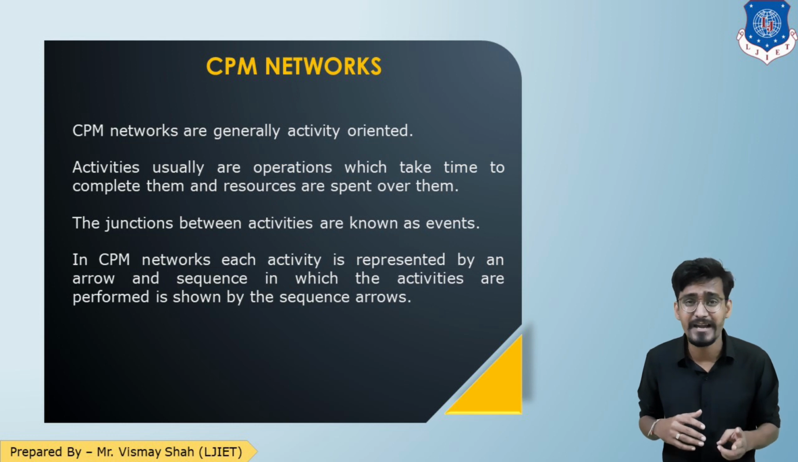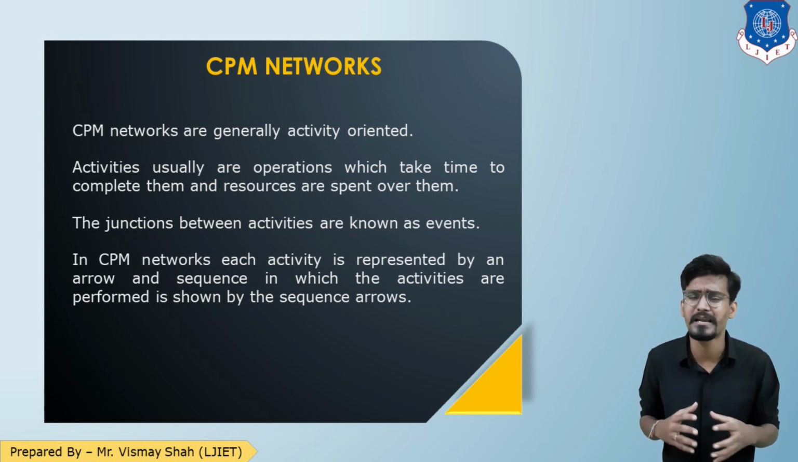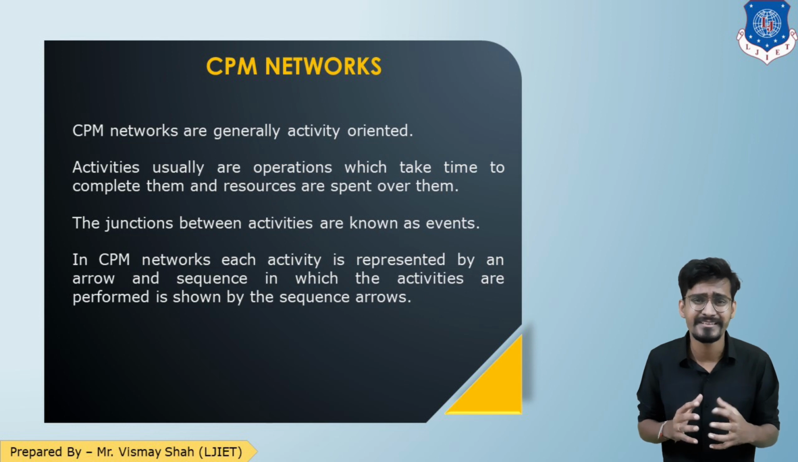There are two types of networks, activity on arrow and activity on node. The CPM method is completely based on activity on arrow, where you represent an activity by an arrow. The other method is where you represent an activity by a node. That we will discuss later on. So that is your CPM network.